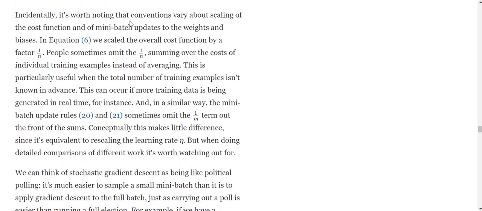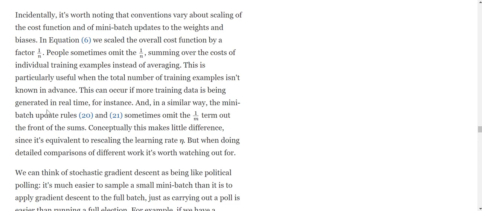Incidentally, it's worth noting that conventions vary about scaling of the cost function and of mini batch updates to the weights and biases. In equation 6, we scale the overall cost function by a factor of 1 over n. People sometimes omit the 1 over n, summing over the costs of individual training examples instead of averaging. This is particularly useful when the number of training examples isn't known in advance. This can occur if more training data is being generated in real time, for instance.